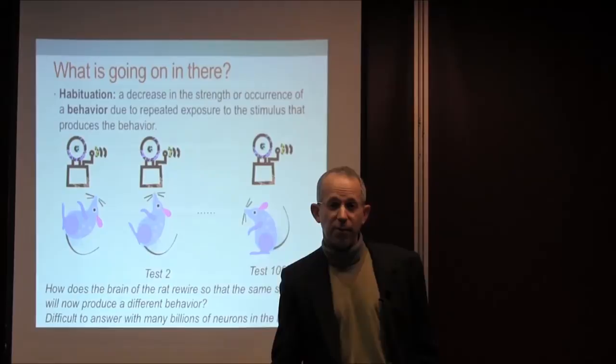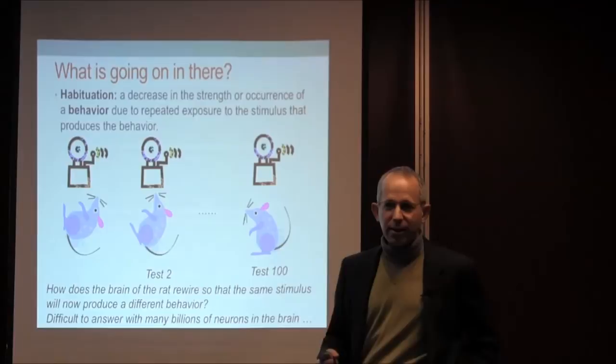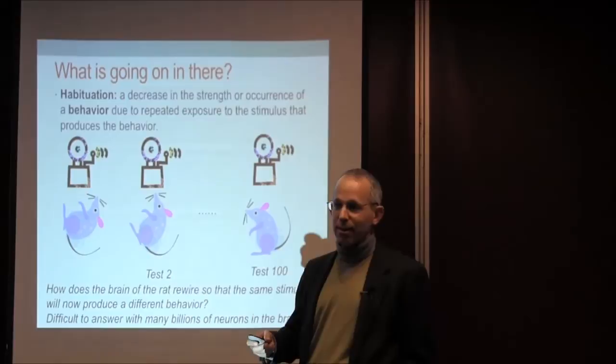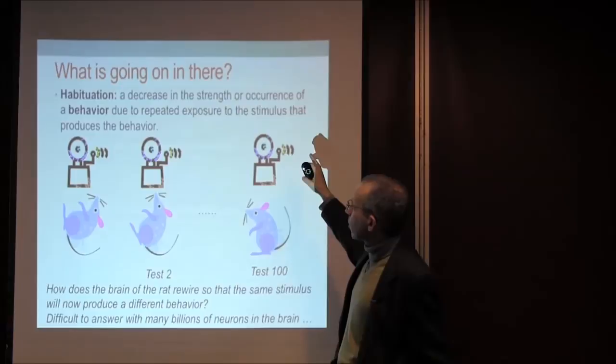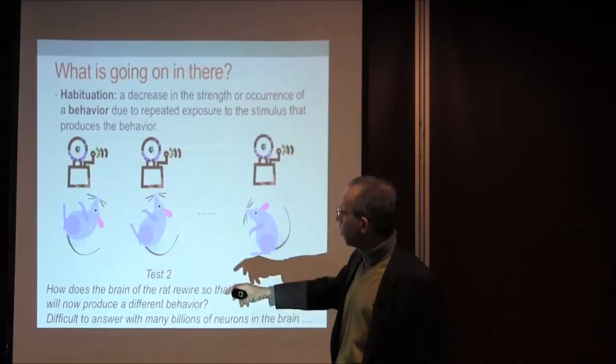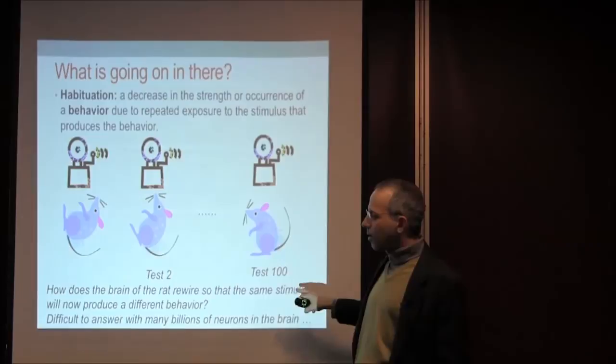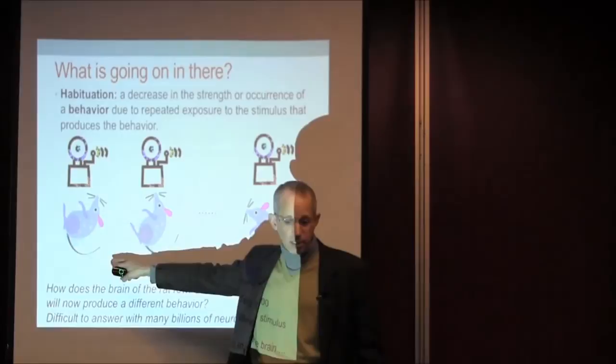Okay. So we're going to move now to the brain substrates part of the lecture. And the question is, what's going on in there? I guess in there meaning in the brain. So habituation, to recall, is a decrease in the strength or occurrence of behavior due to repeated exposure to the stimulus that produces the behavior. So here's the habituation. The rat eventually stops recognizing it. So how does the rat brain rewire so that the same stimulus that initially caused this now produces a different behavior?